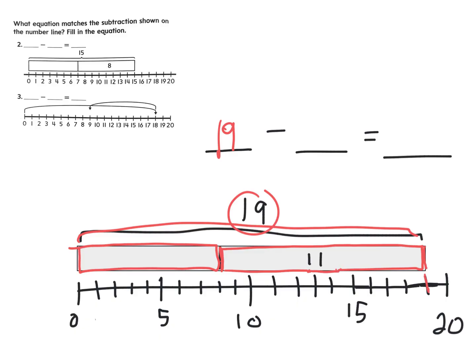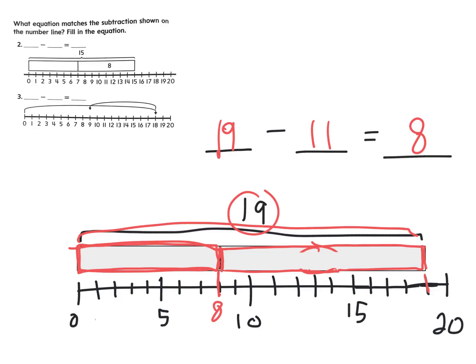The number line shows us actually that one of our parts is 11, so we don't even have to figure that one out. We can just put that in there as the subtrahend. And then once we take away 11, we're trying to figure out what this other part is. Because it's lined up on the number line, we can see that that is actually 8. And there we go. That's all we have to do.